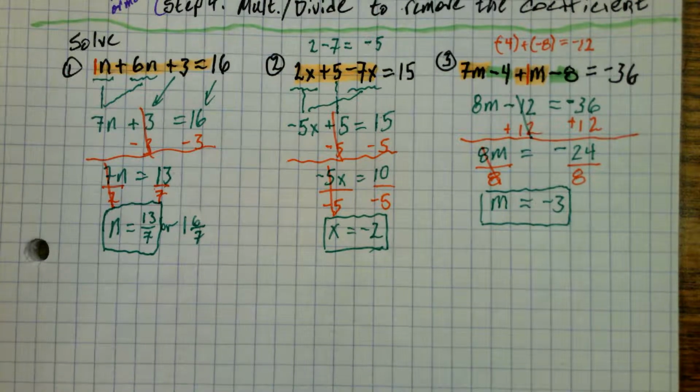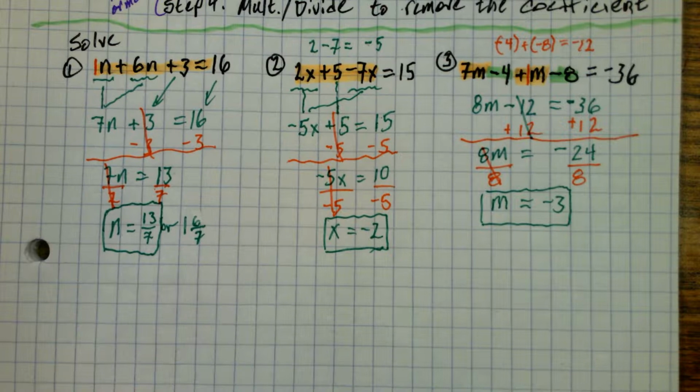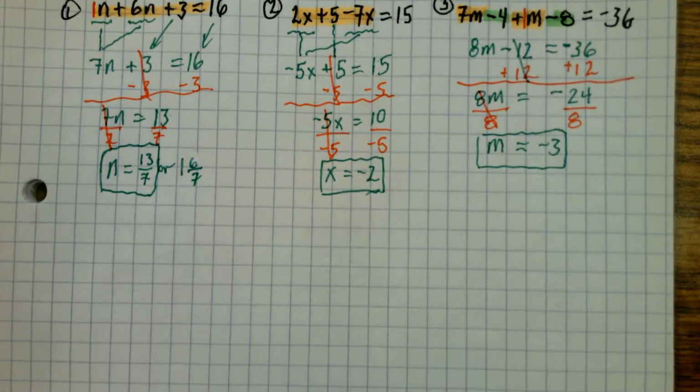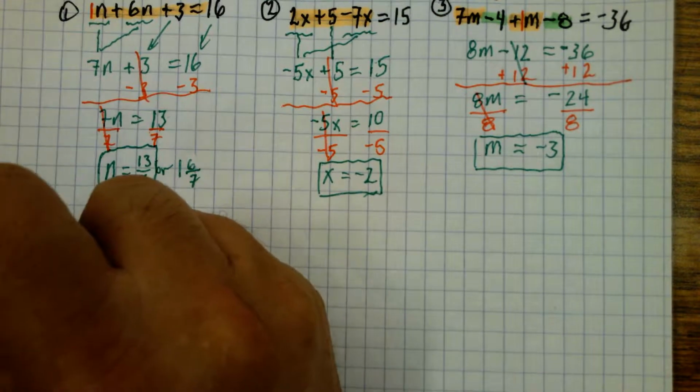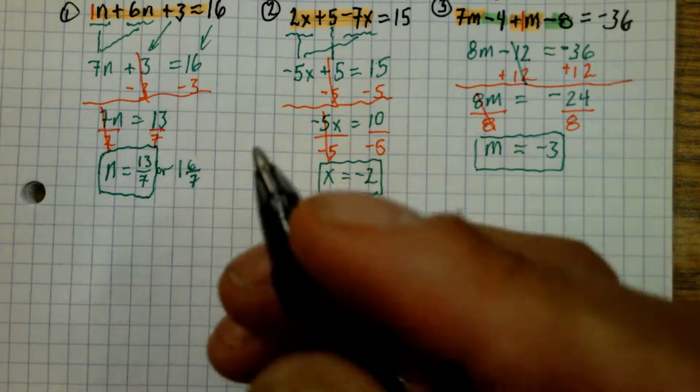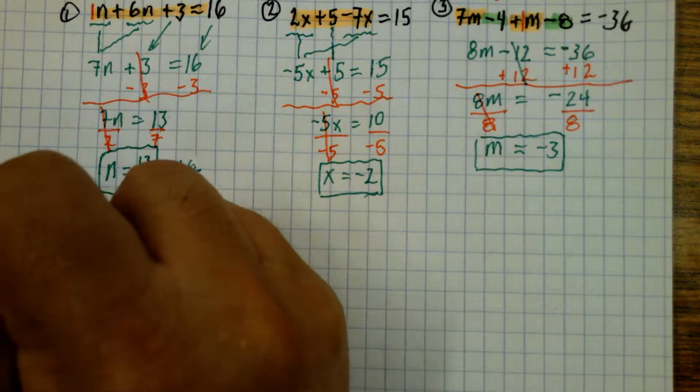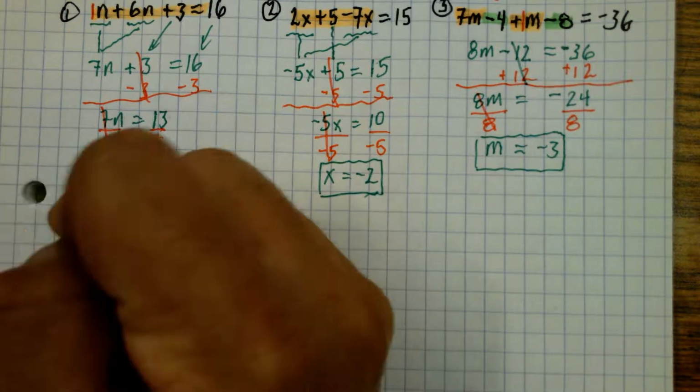How are we doing? Any questions? We got 3 more. Ready for number 4? Okay, number 4, here we go. Oh, actually, we have 2 more. Yay. Okay, number 4.